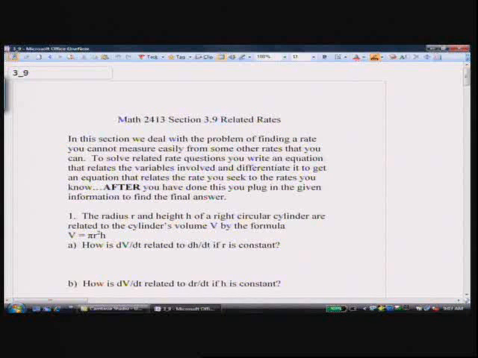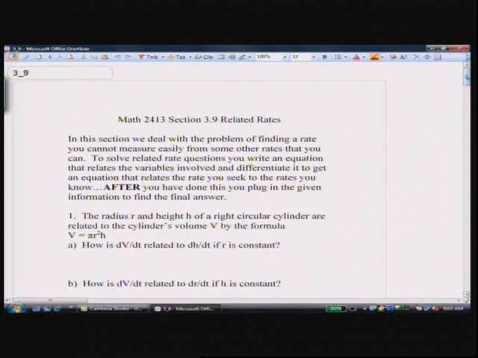After you have done this, you plug in the given information to find the final answer. So one of the mistakes that can occur when you're working related rates problems is that you plug in too soon. You plug in the information that they give you too soon. So you really want to do that as your last step. That's why I was trying to warn you.